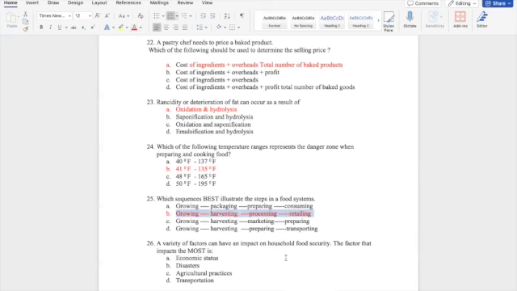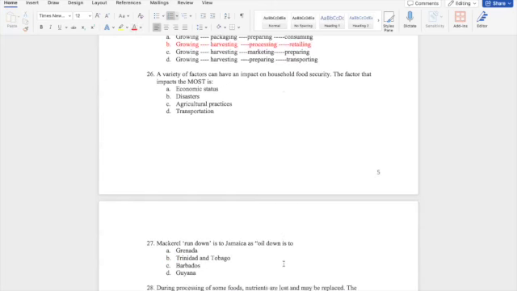All right, number 26, let's go down to see. 26, a variety of factors have impact on food security. The factor that impacts the most is what? So the factors are economic status, disaster, agricultural practices, and transportation. So the answer will be A, economic status. All right, let's go on to number 27. Mackerel rundown, Jamaican mackerel rundown, yeah? Is Jamaican. So oil is for where? Grenada.